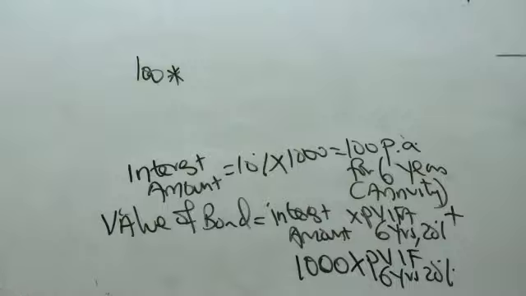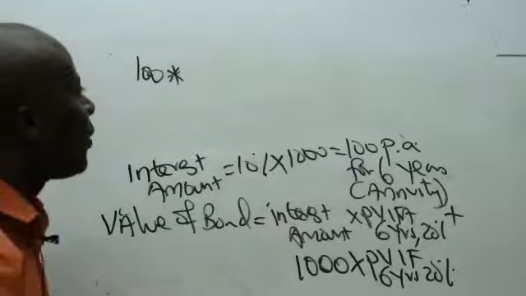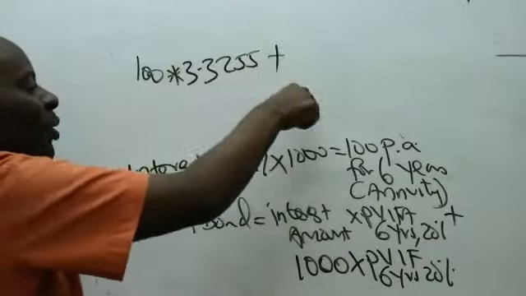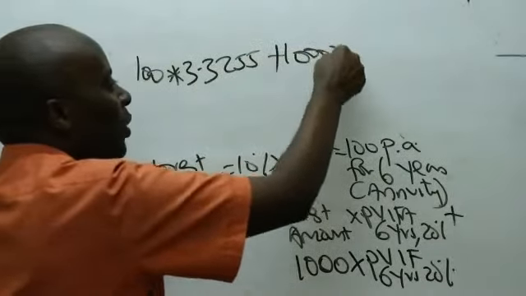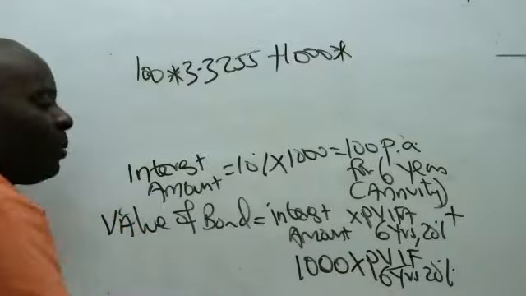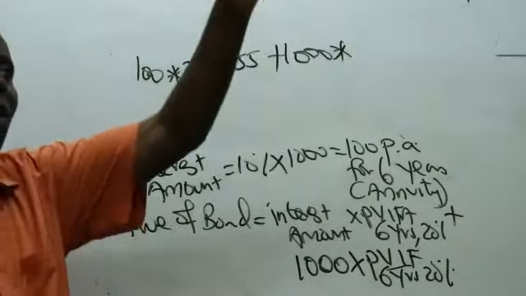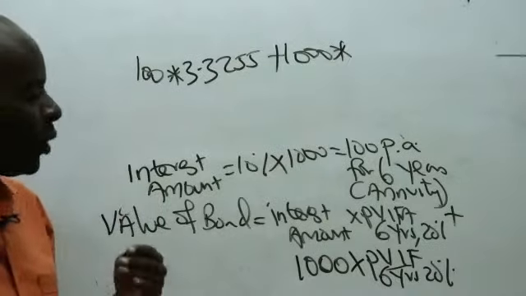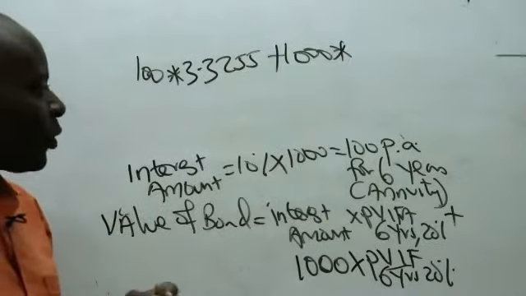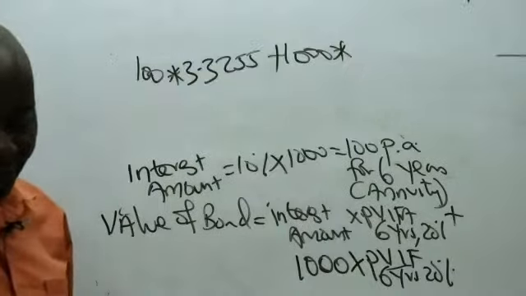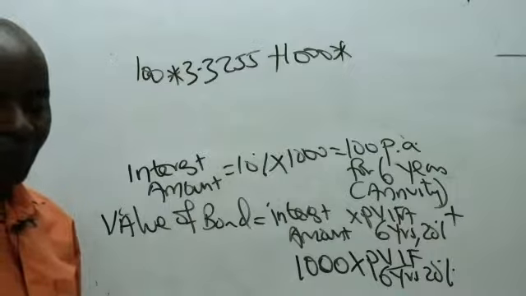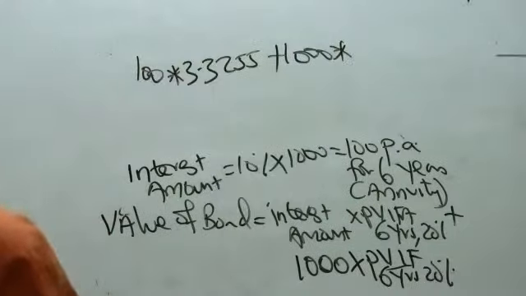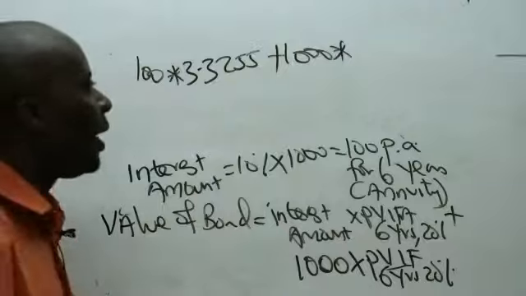Teresia says 3.3255. So 3.3255 plus the redemption value, which is 1,000 times PV. Please go to your tables where you have 20% present value interest factor for 6 years. What do we have there, somebody? 0.3349.